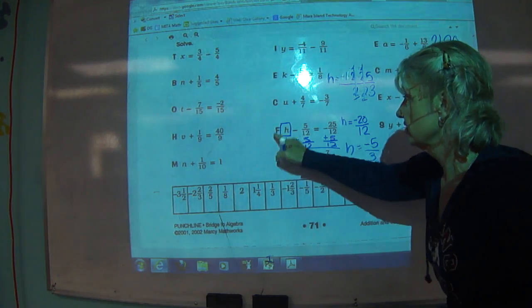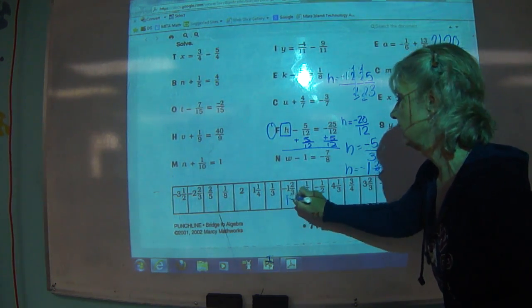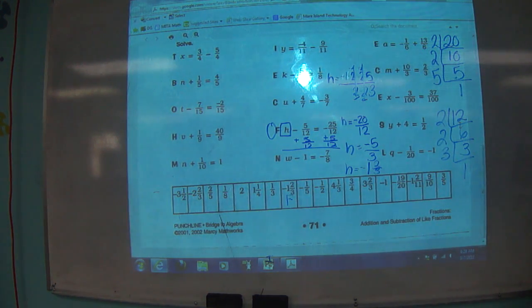H, which is, now it's letter F. I wish they'd do it so it was that. F is negative 1 2/3. How do you like factoring like this instead of using the tree with the leaves all over? We'll practice it more. Okay?